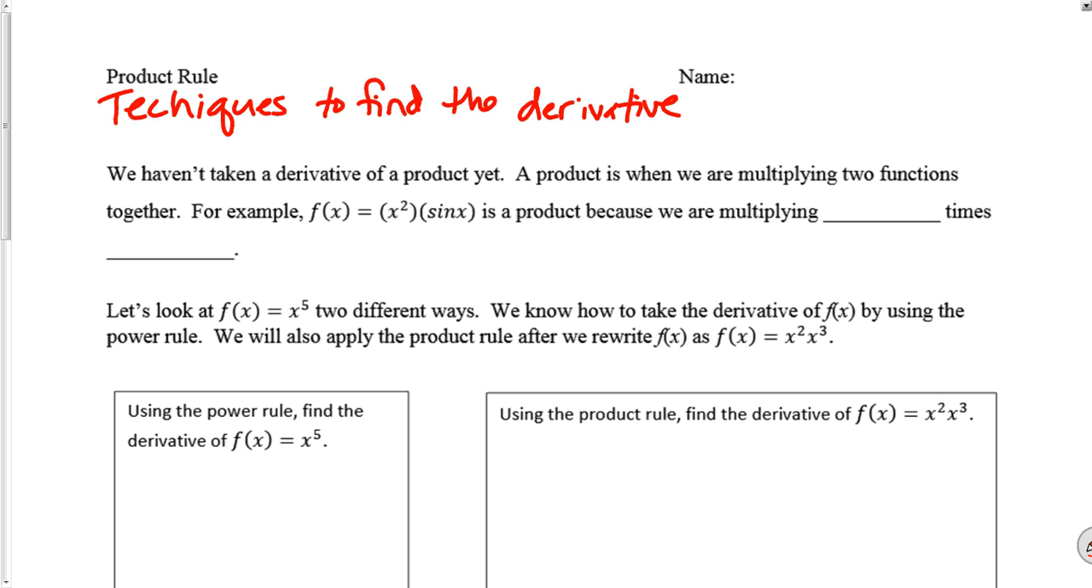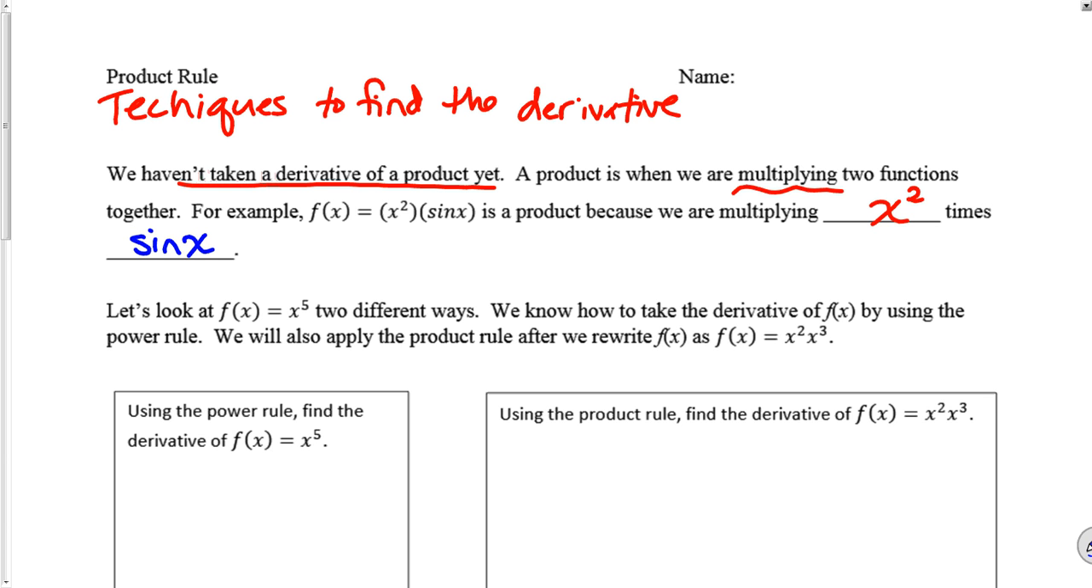So I don't know if you've noticed, but we haven't taken a derivative of a product. And a product is when we're multiplying two functions. So we don't have an inside and outside, we actually have two functions. So if we have f of x is equal to x squared times sine of x, that's a product because we're multiplying x squared by sine of x.